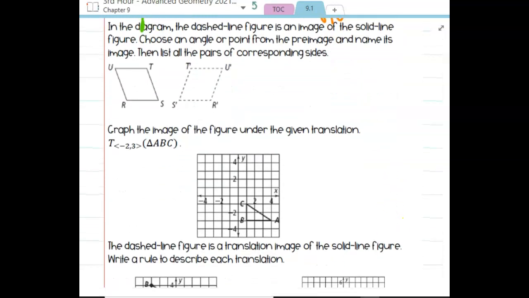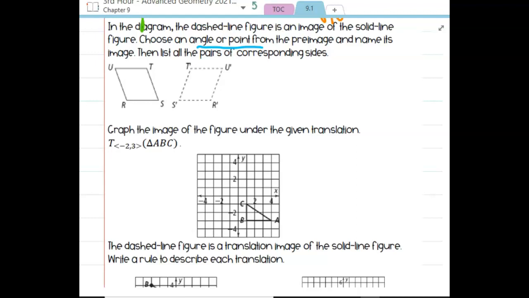Okay, so next thing, we have this diagram. It appears to be a parallelogram here, and it already has a transformation applied to it. The solid figure is the pre-image, the dashed figure is the image. We want to first choose an angle or point. It's going to be the same thing, because R is a point and an angle, so it doesn't matter. We're going to choose an angle or point for the pre-image, name its image, and then list all of the pairs of corresponding sides.